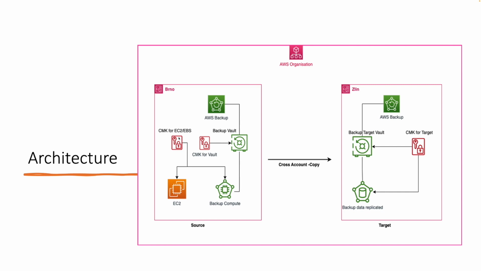In the target you can see only one key. So the target role will decrypt the backup data in the source and encrypt it with the target key. Then it is copied to the target vault.